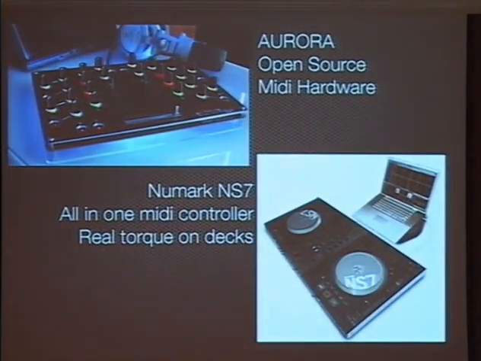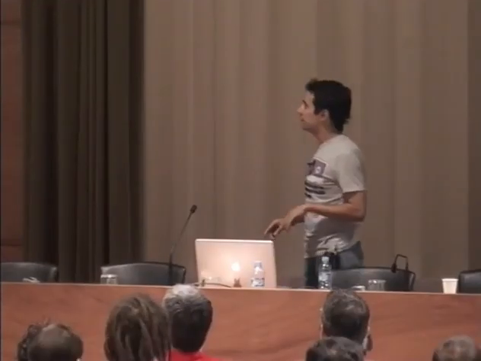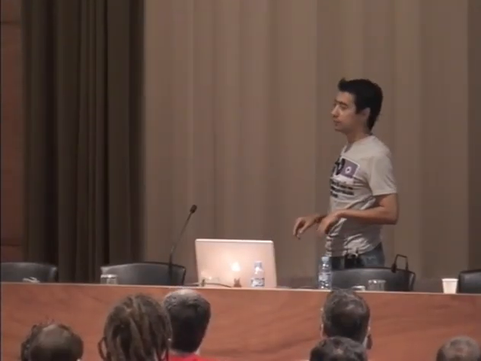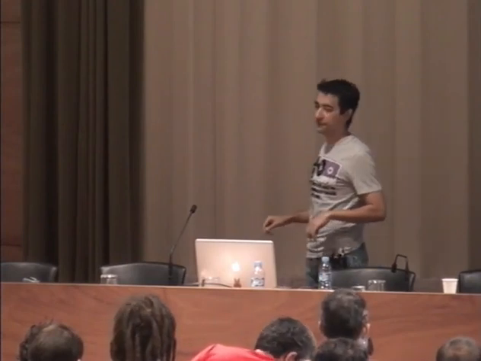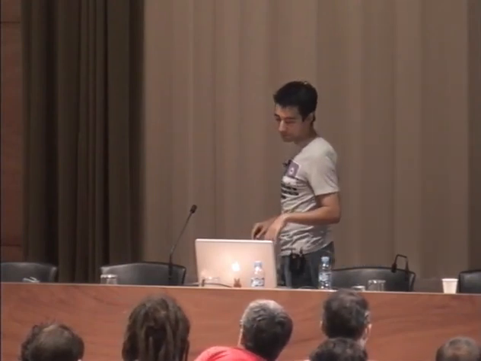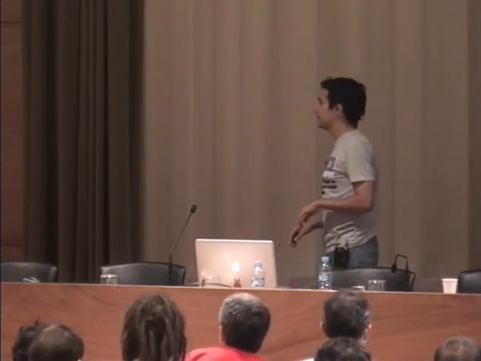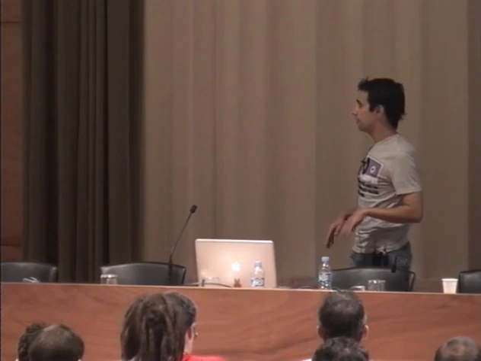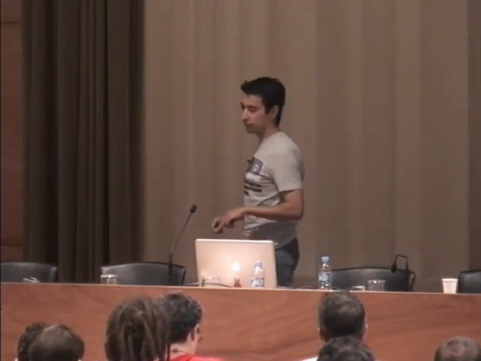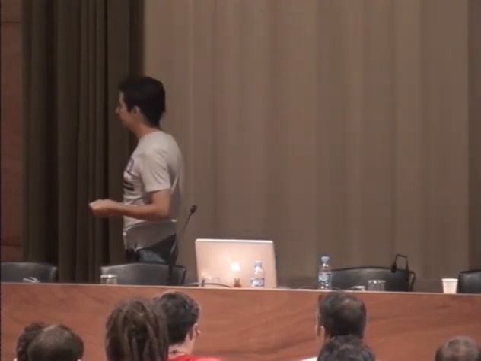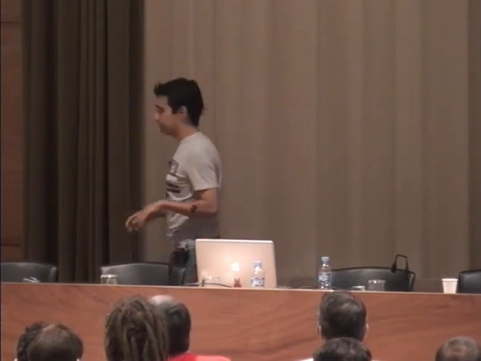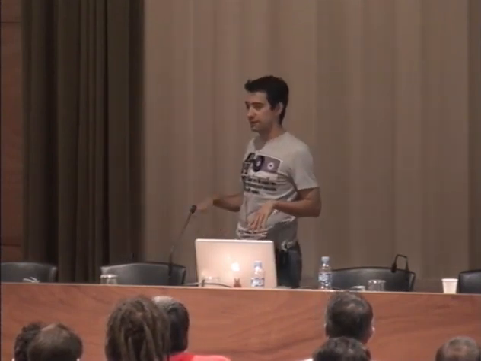And this is a new mixer, Aurora, one of the first open source MIDI hardware devices that exists. You can buy Aurora and configure all the MIDI channels and everything you want to do with the knobs and the faders. And the Numark NS7 is an all-in-one MIDI controller with a motor, with the power to simulate the vinyl touch.